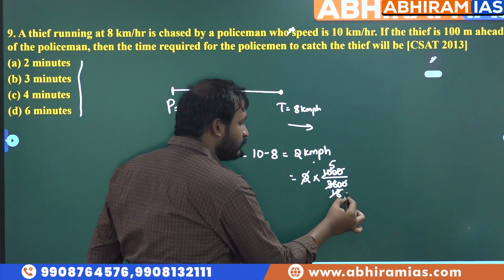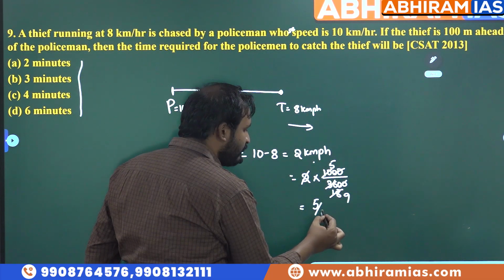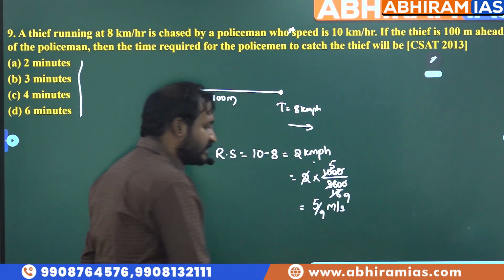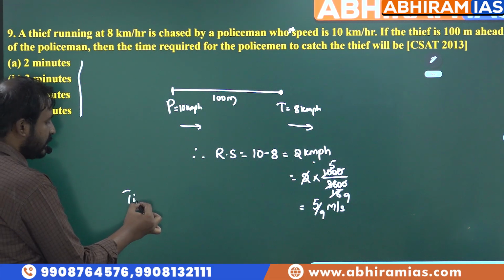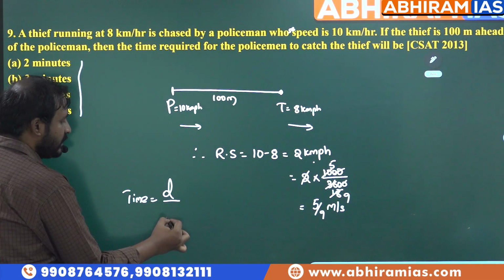Next, 2 1s are 2, 9s are 9. This will become what? 5/9 meters per second. This is the relative speed. Now the time formula is what? Time is equal to distance by relative speed.